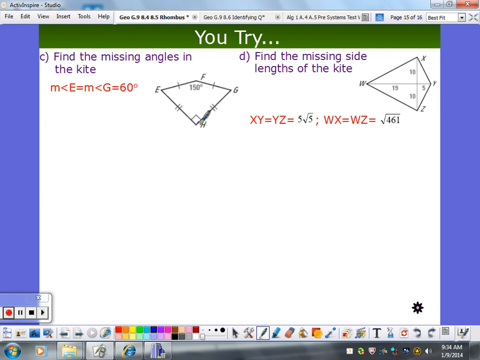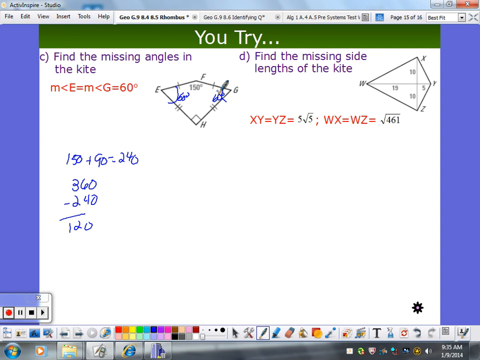Okay. And how do we do this? You say 150 plus 90, right? Is 240. Now all of it adds up to 360. So 360 minus 240 is 120, right? And that's these two angles, but these two angles are congruent, so you just divide by 2.